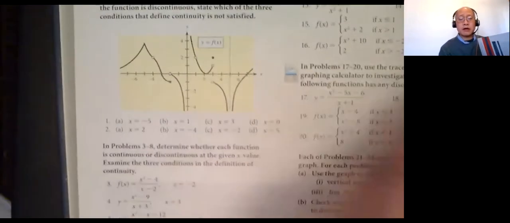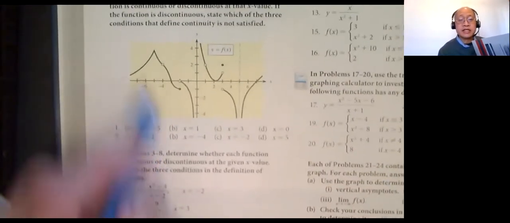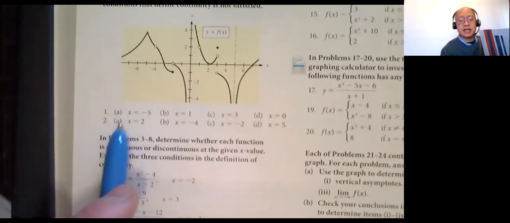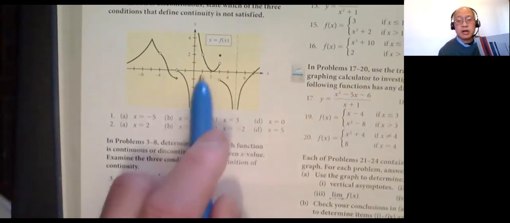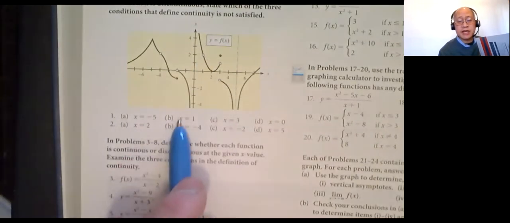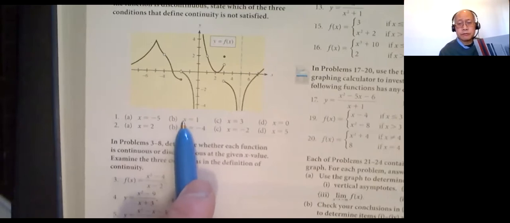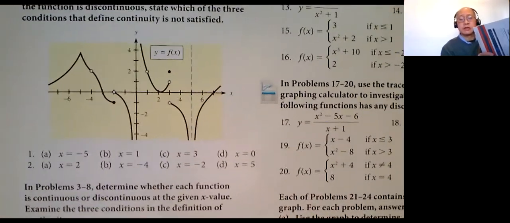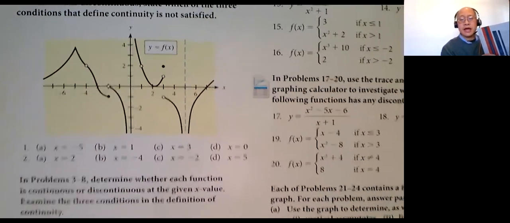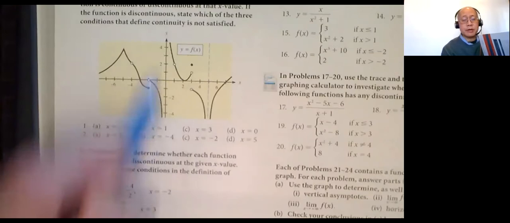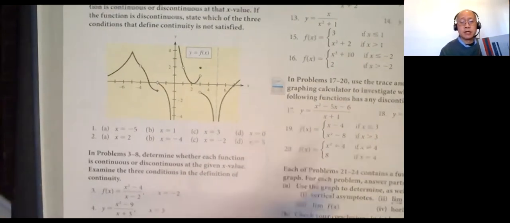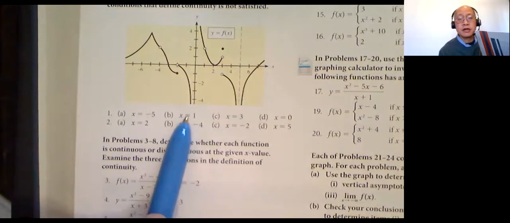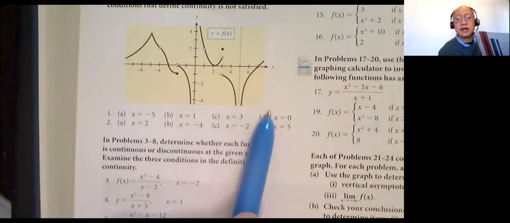All right, so we can knock 1 and 2 off completely. For 1, part a, x is -5, that's over here. That looks continuous, right? You can draw it without lifting your pencil from the paper. So 1a is C for continuous. How about b, x equals 1? There's a hole here, so that should be a D, discontinuous. C, x equals 3, there's definitely a jump, so that's discontinuous. And D, x equals 0, you definitely have to lift your pencil from the paper to keep going, so that's also a D. So the answers for 1 in order are C, D, D, and D.